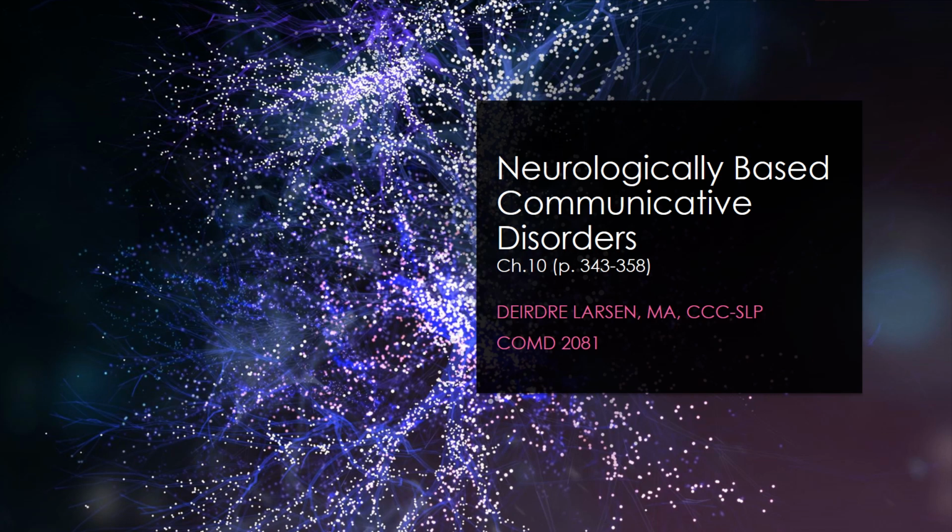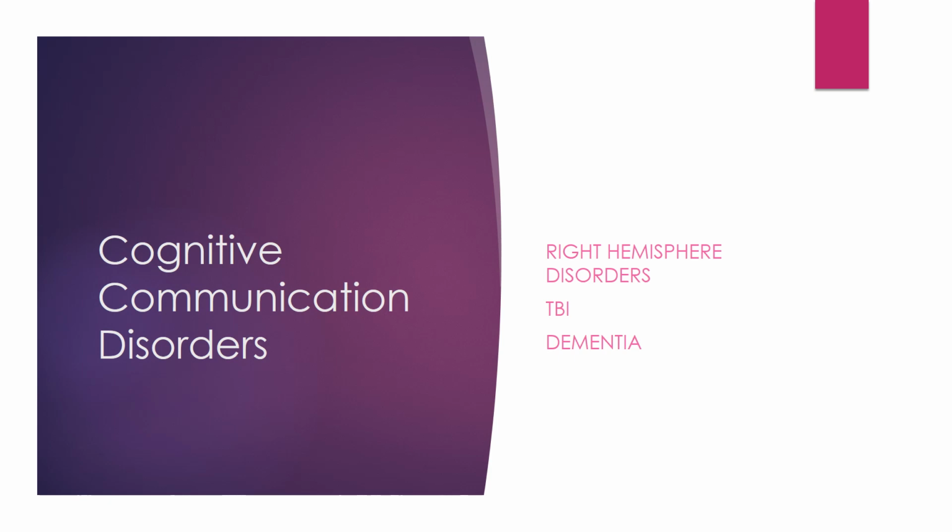So we're moving on in Chapter 10 to our more cognitive-based neurological disorders. So this is pages 343 through 358 in your textbook. When we're talking about cognitive communication disorders, obviously we have different types. The three that we're just going to focus on for this class are right hemisphere disorders, TBI, and dementia.